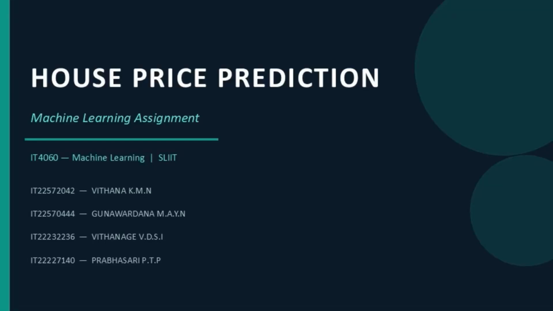Hey everyone, welcome. In this video, we're going to explore how machine learning can be used to predict house prices, which is a very practical and real-world problem. For this project, we used a real dataset and applied 4 different machine learning models: linear regression, decision tree, random forest, and support vector regression.